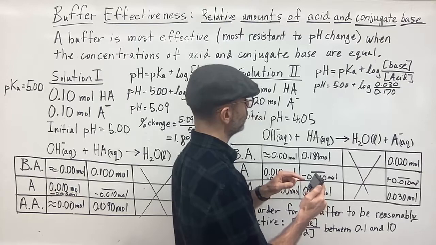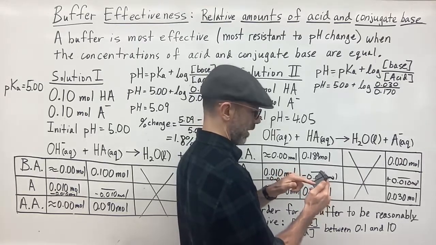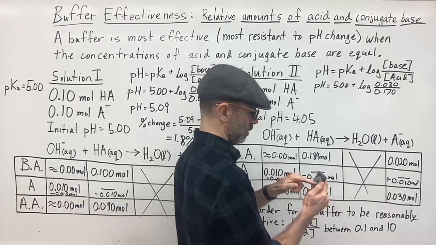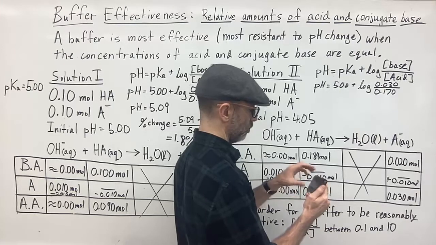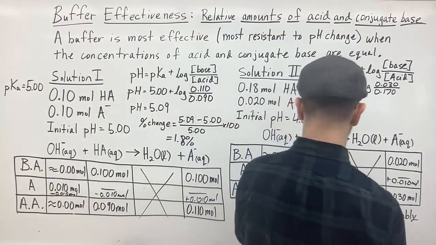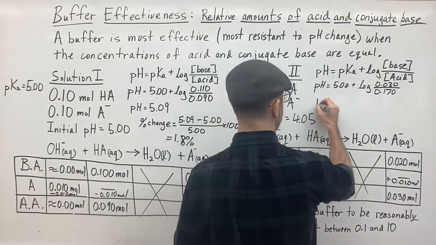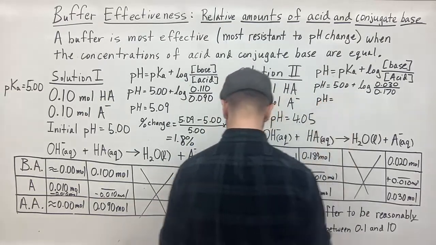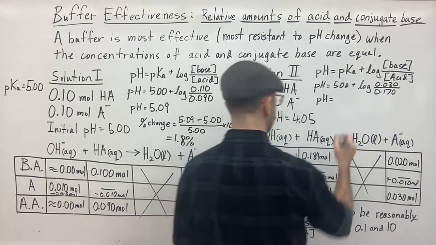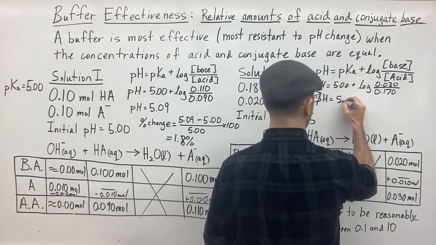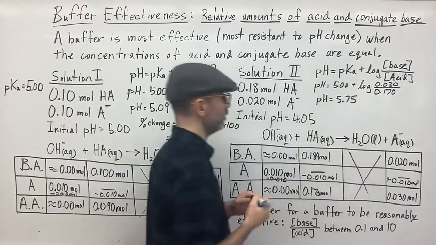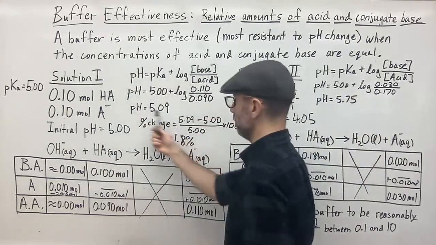And then we're going to add 5.00 equals. And there we have the pH is equal to 5.75. Okay, so now we can do the same percent change.